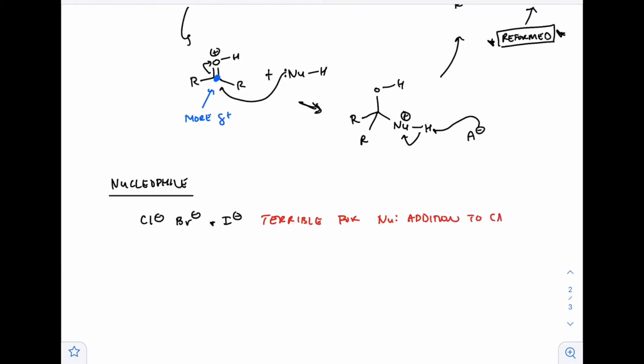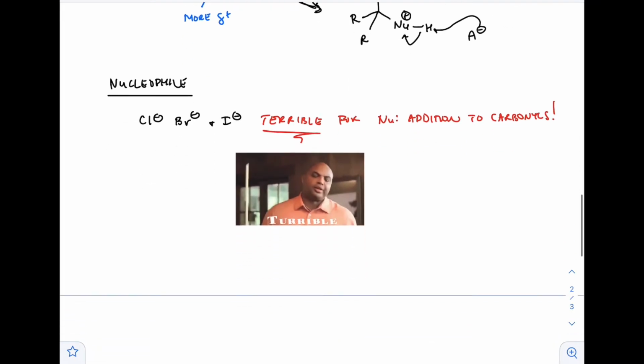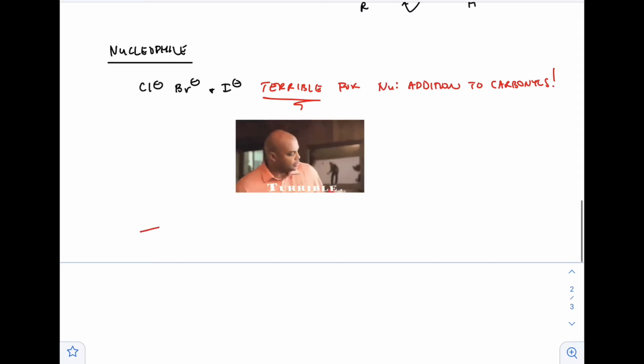So nucleophiles. What's our choice in nucleophiles? Our halogens. Those are terrible for nucleophilic addition to carbonyls, right?